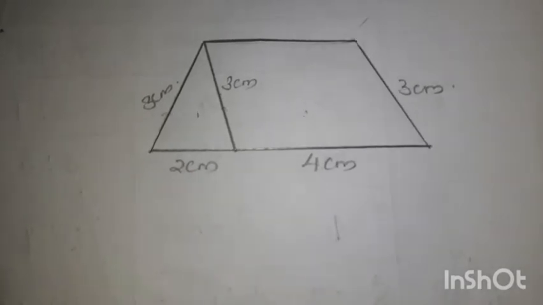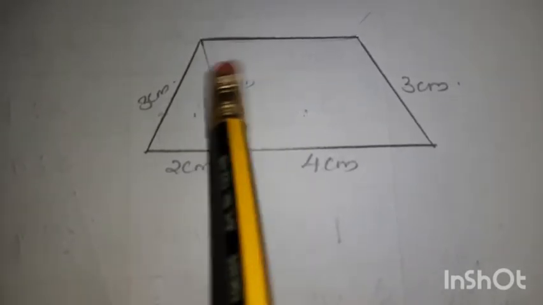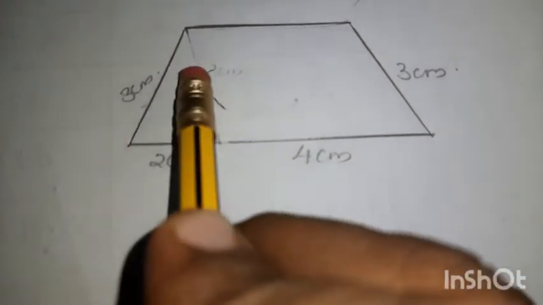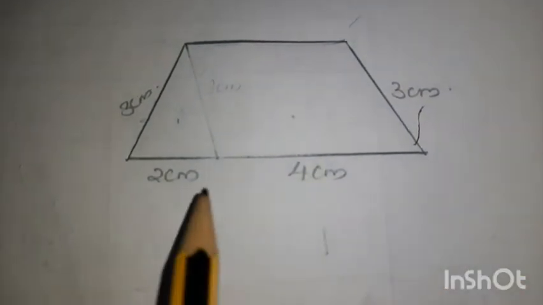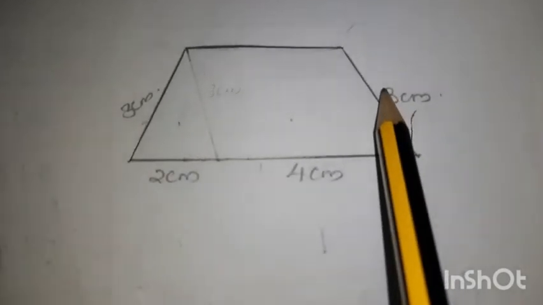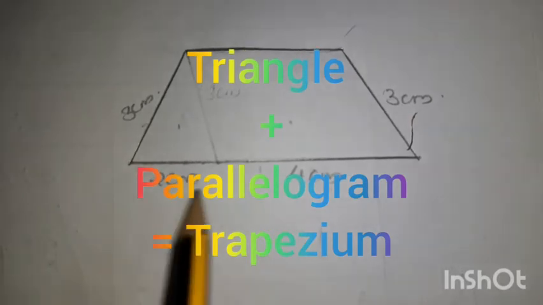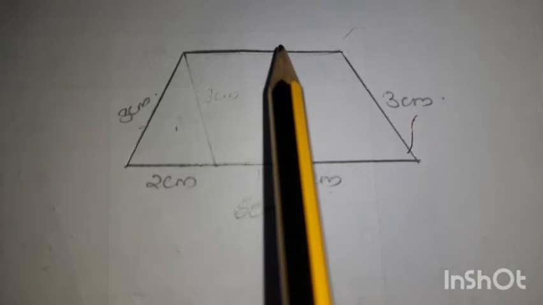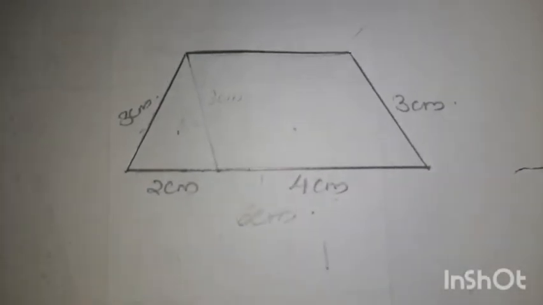Then, if you erase this joining line, what are we getting? We are getting the shape of a trapezium. So this is the shape of a trapezium. Okay, two parallel sides, and again you can see here 3 centimeter, 3 centimeter, and together it is 6 centimeter. So this one is 6 centimeter in length, and this shape is called a trapezium.